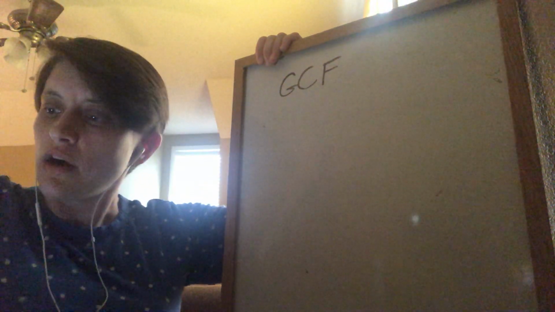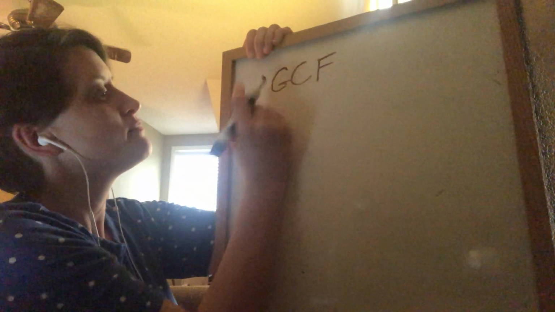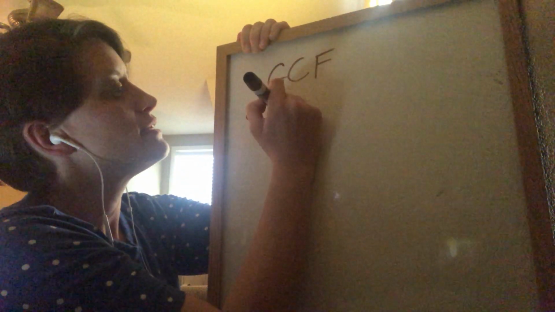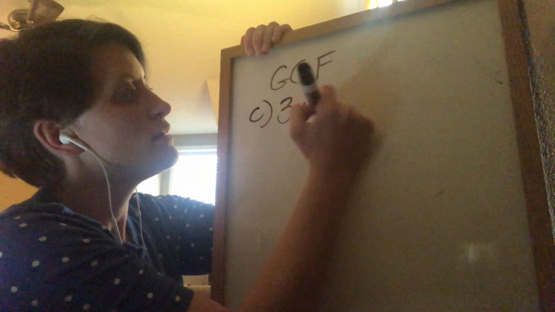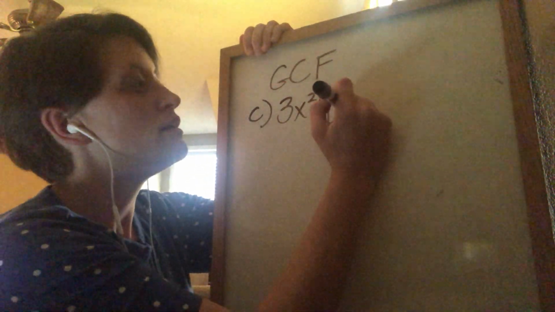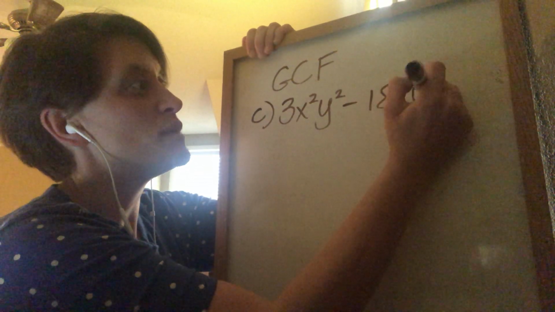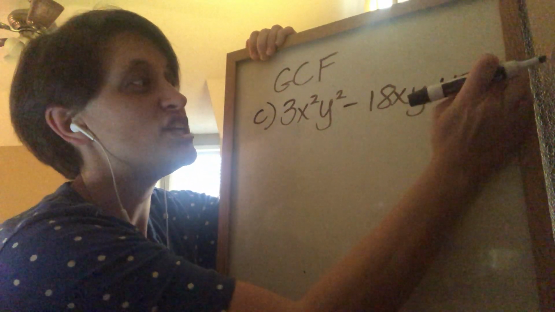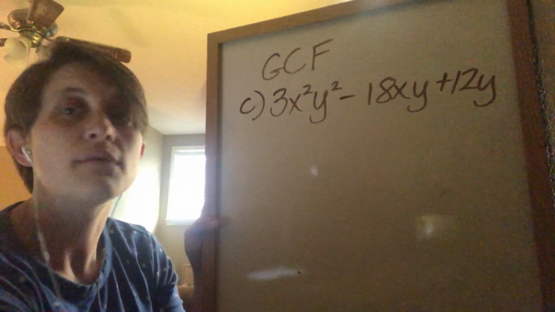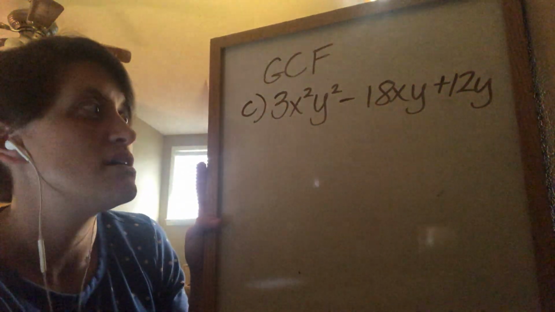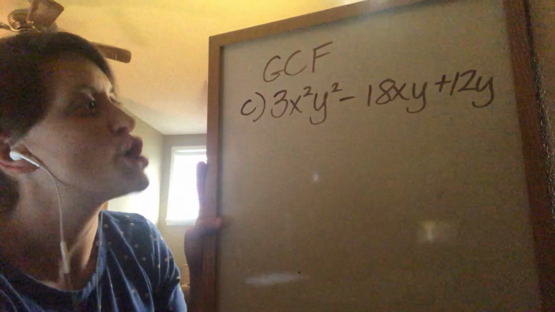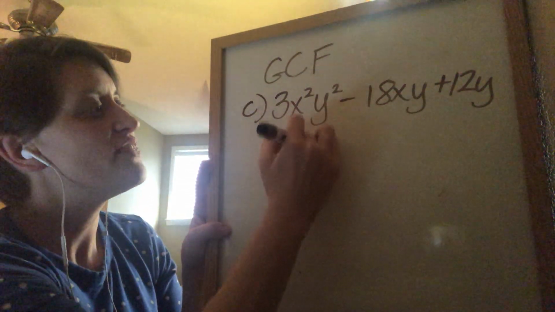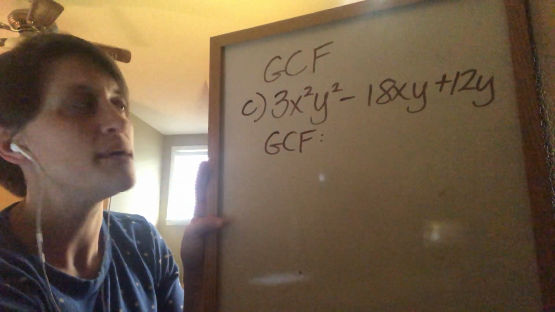All right, so this is part C in our notes. And this one's a little crazy, because we have 2 variables in this one. But that's okay. It's not going to change how we do greatest common factor. So we have x's and y's here. But we're going to do the same thing. We're going to look term by term and determine what is the most that they all have in common.